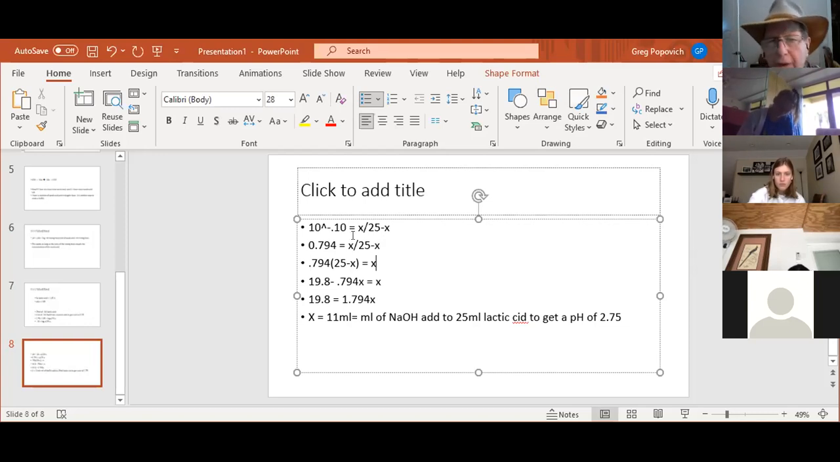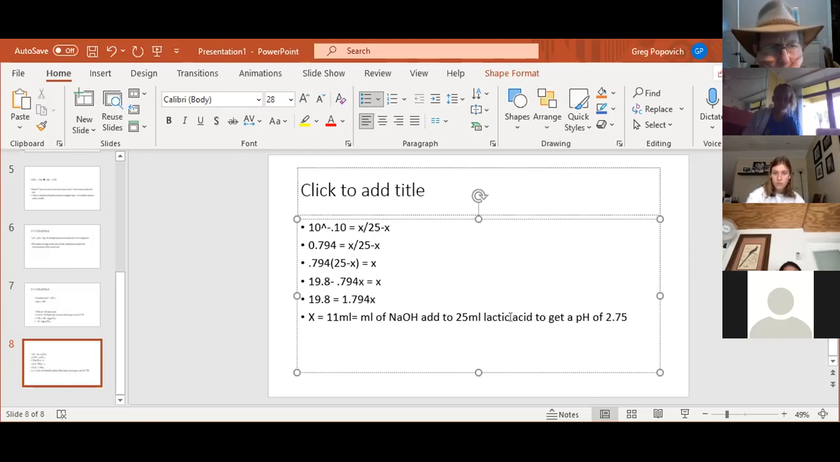Multiply both sides by 25 minus x. Next step, I multiply 0.794 times 25, I get 19.8. 0.794 times the negative x, I get minus 0.794x. Add 0.794x to both sides, I get 19.8 is equal to 1.794x. Divide both sides by 1.794, that gives me x, which is the milliliters I need to add to the 25 milliliters of lactic acid to get my pH. Is this making sense to you all?